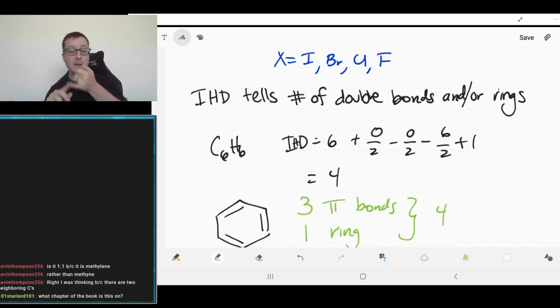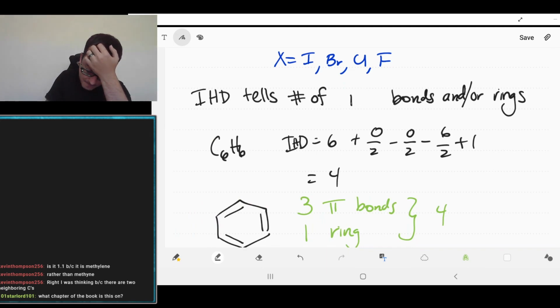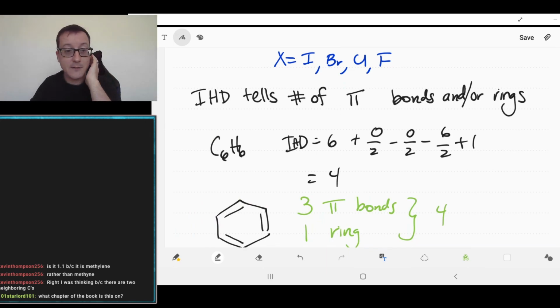And so whether those double bonds are to oxygen, or if it's a triple bond to nitrogen, like a nitrile, or if it's a triple bonded carbon, an alkyne, or if you have rings or whatever, you'll have to use all this information to figure that out. So IHD tells you the number of double bonds or rings. And I would say not even double, I would say pi bonds, because you could have a triple bond. Triple bond is 2 IHDs.